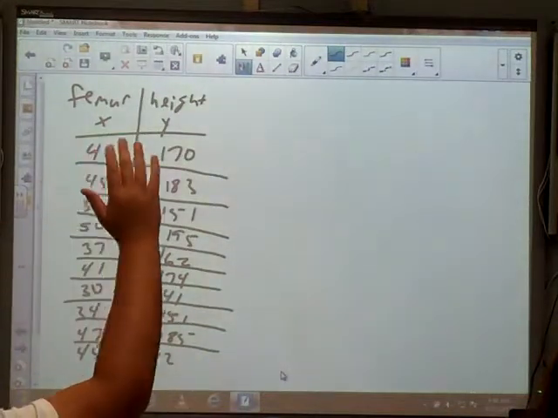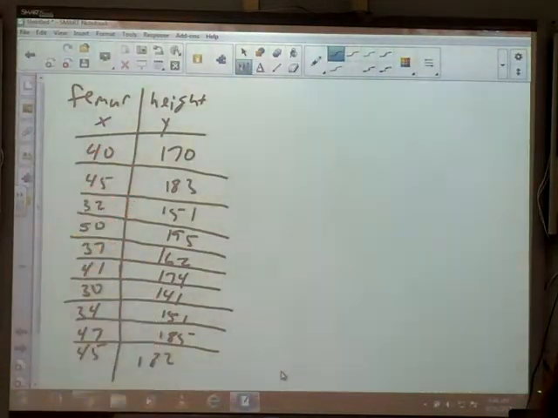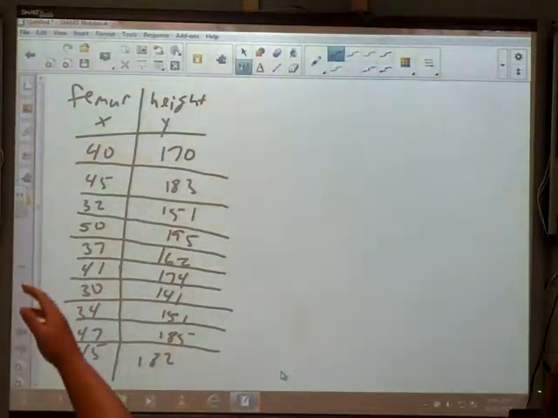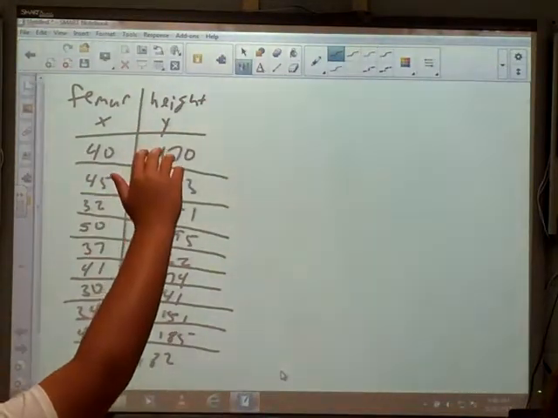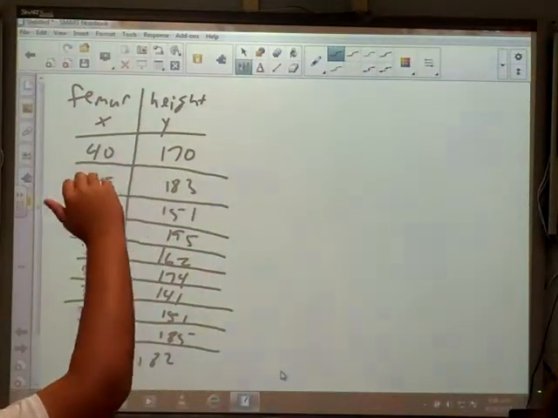It says the table shows the femur length in centimeters and heights in centimeters of several people. Do the data show a linear relationship? If so, write an equation of a line of fit and use it to estimate the height of a person whose femur is 35 centimeters long. So, Dalton.